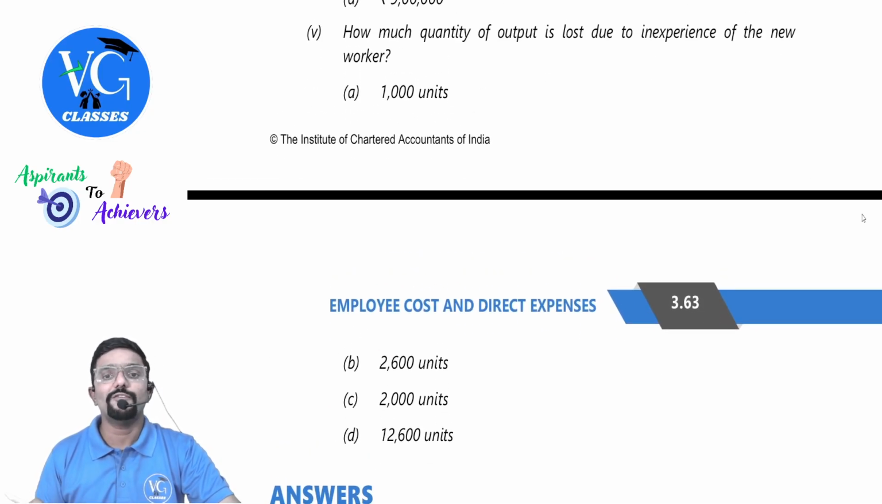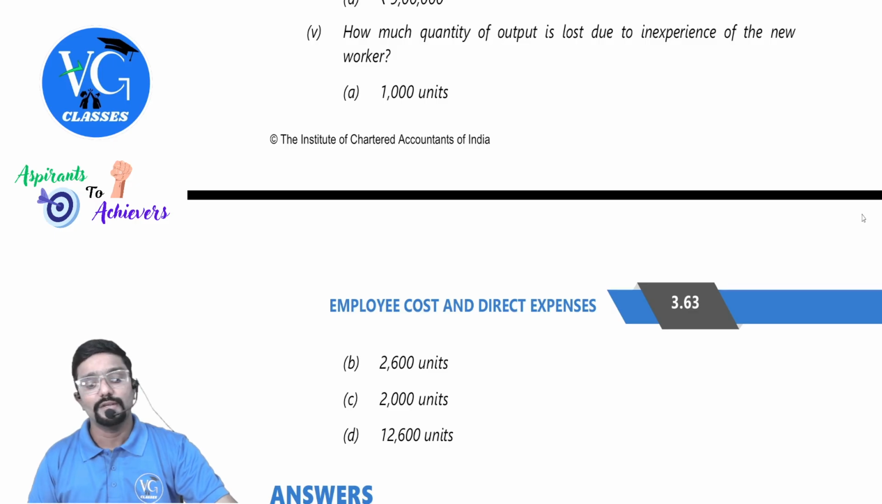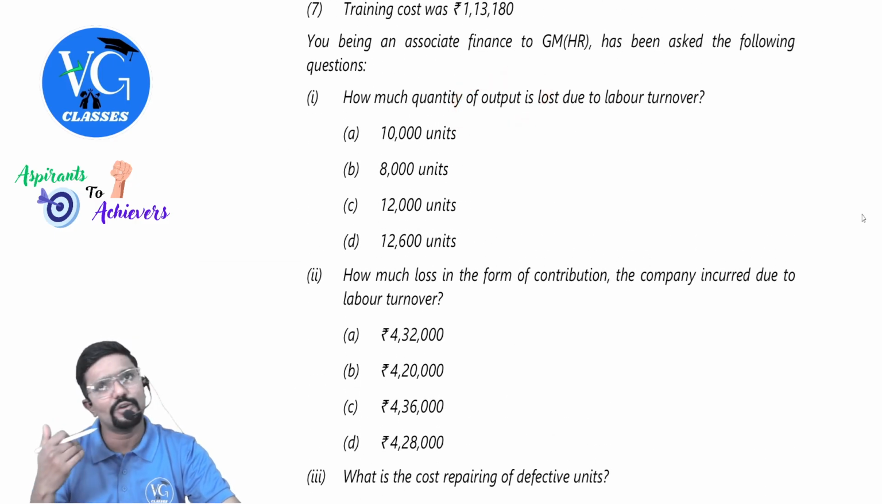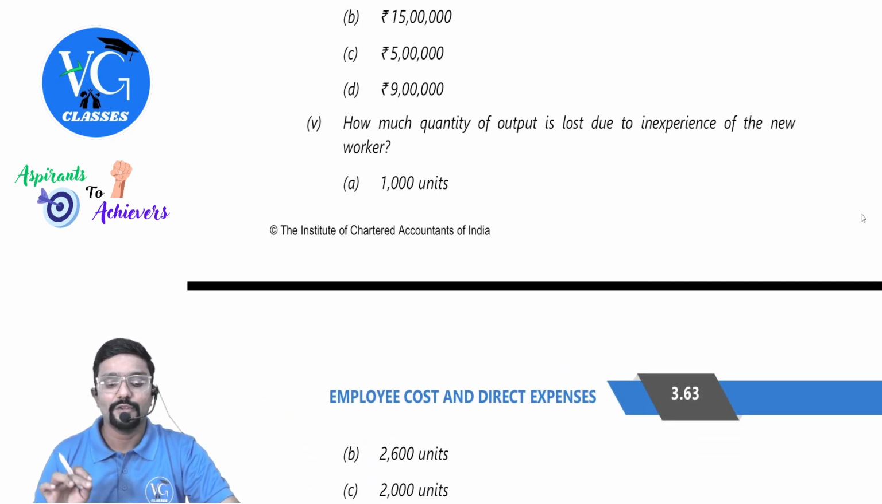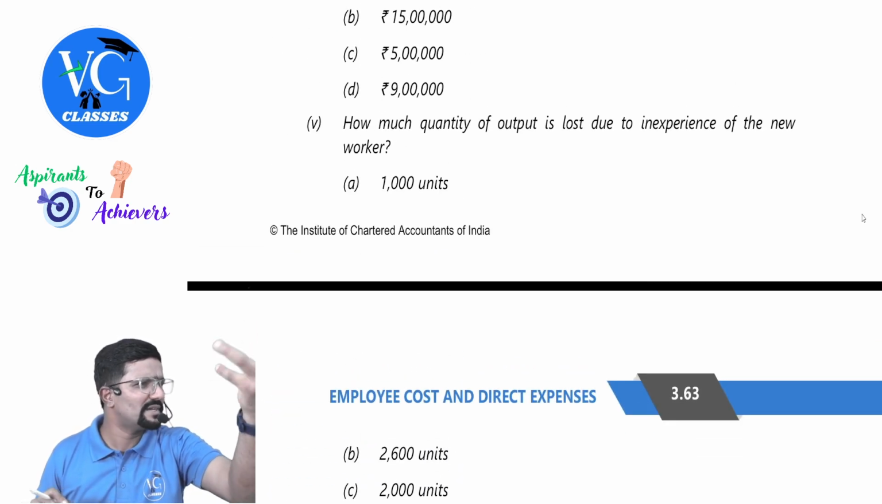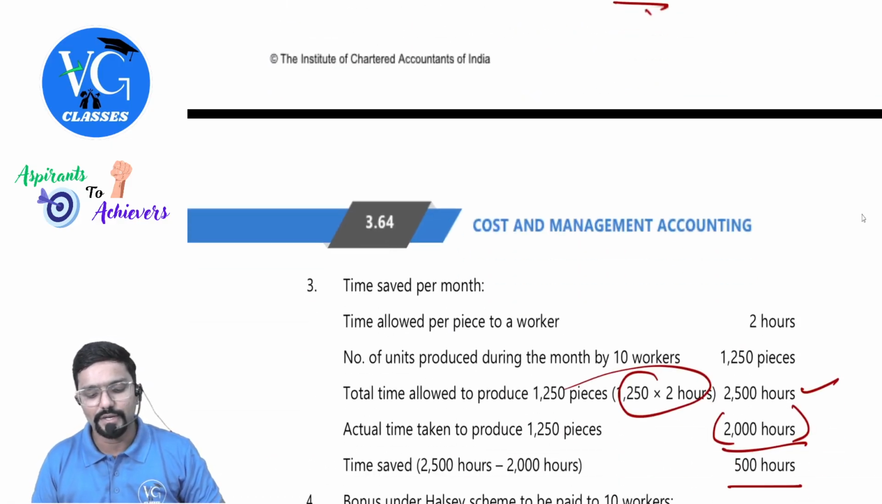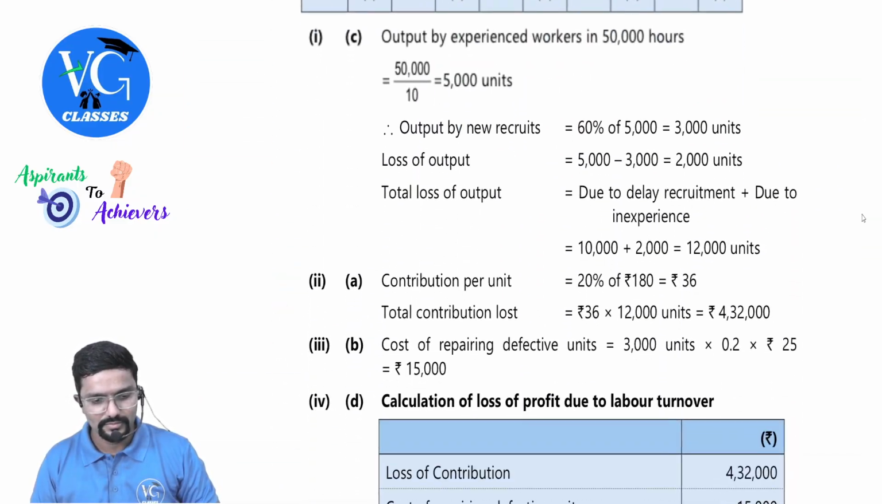How much quantity of output is lost due to inexperience of new workers? First one was how much quantity of output is lost due to total labor turnover. But this is due to inexperience of new workers. That is, during the training period, some damage has happened. That they are asking about. Okay, so come to the answer. Solution.